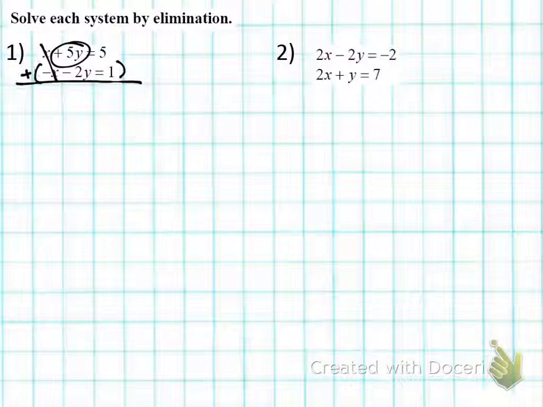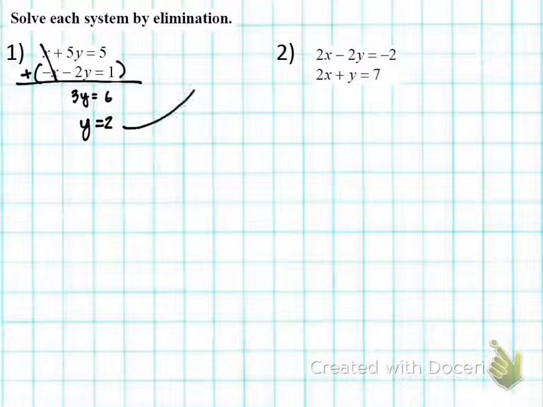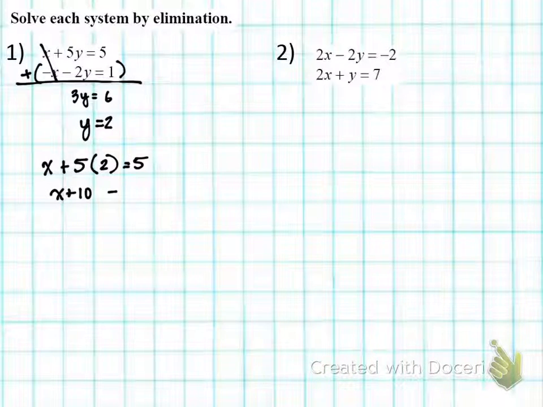5y plus -2y is 3y. 5 plus 1 is 6. Divide both sides by 3. We got y is equal to 2. Then we take this and plug it back into any of these two equations. It doesn't matter which one. So I'm going to put it into, let's say, equation 1. So x plus 5y. And instead of y, I'm going to replace it with 2, which is equal to 5. So we got x plus 10 is equal to 5. So we have x is equal to -5. So the answer to this equation is -5, 2.